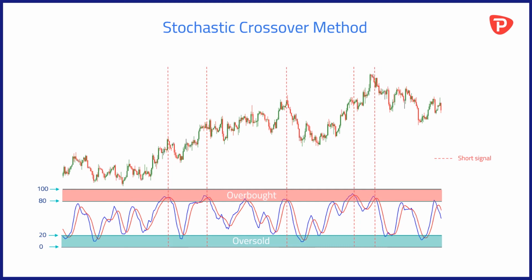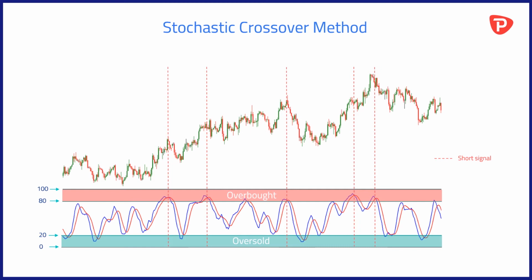A take profit for this trade is triggered when the %K line crosses from below the %D line to above it. The vertical red lines that we can see on the chart highlight all of the crosses that gave valid sell signals. Notice that all of the crosses occurred inside the overbought zone.